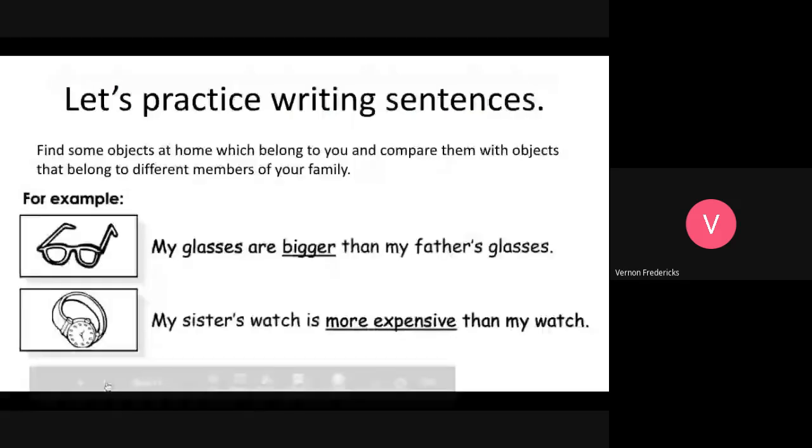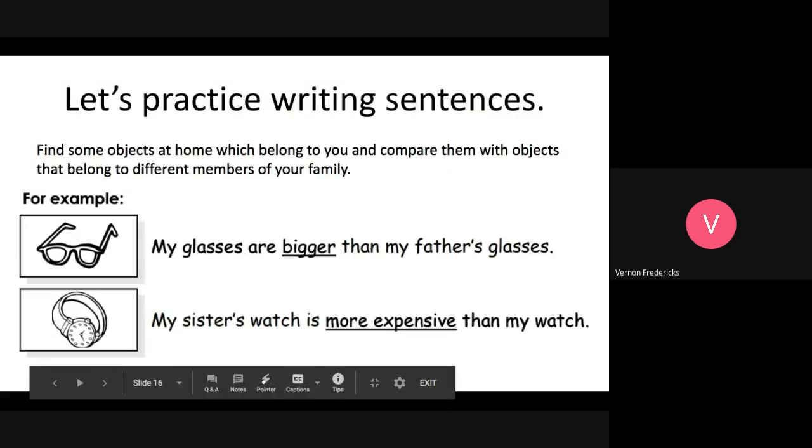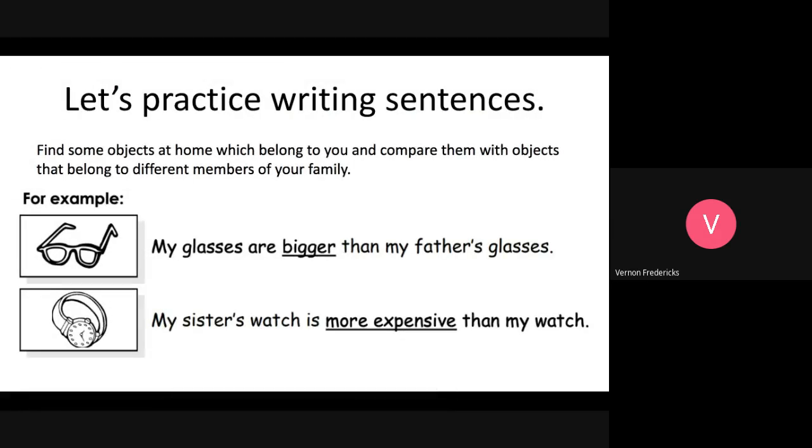Okay, let's practice sentence writing. It says there in the example, find some objects at home which belong to you and compare them with objects that belong to different members of your family. For example, a pair of glasses, a watch.